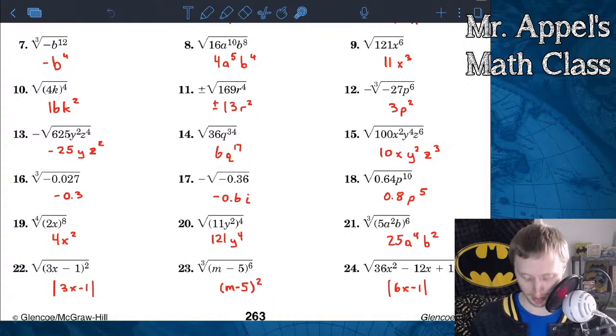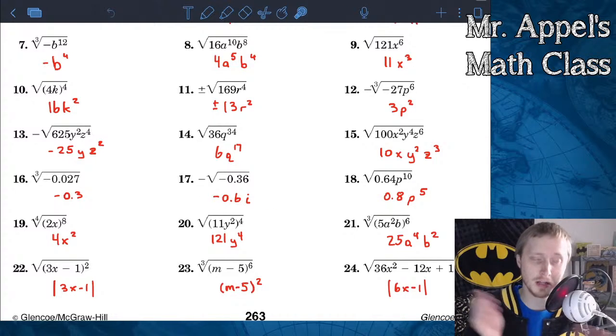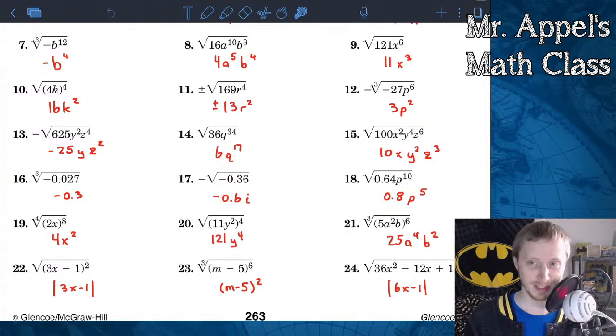I actually had to add this one in myself because the book is all like, oh no, it's not a real number. I'm like, yeah, but we totally did complex numbers already, book. So yeah, the square root of a negative gives you the i, and then that negative in front says give me the negative root. So it's still a negative 0.6i.